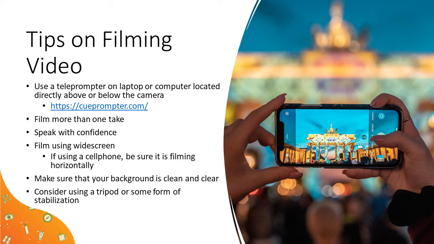Film using widescreen. If you're filming using a cell phone or other mobile device, be sure it is filming horizontally instead of vertically. Make sure that your background is clean and clear. The subject of the video should be you, not your background. Consider using a tripod or some form of stabilization. This will keep the camera from being shaky and will cause the end product to look cleaner.